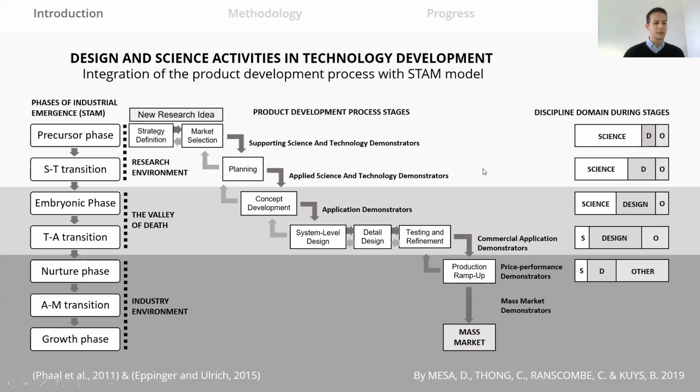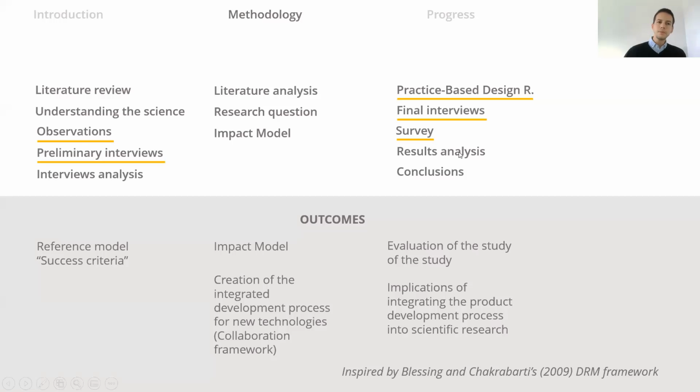So this is the framework that was developed. It integrates the product development process from Eppinger and Ulrich. And I also added some stages based on technology management literature. So this on the left is showing the phases of technology development. And we can see the value of that here as well, and what are the activities that should be conducted in terms of product development.